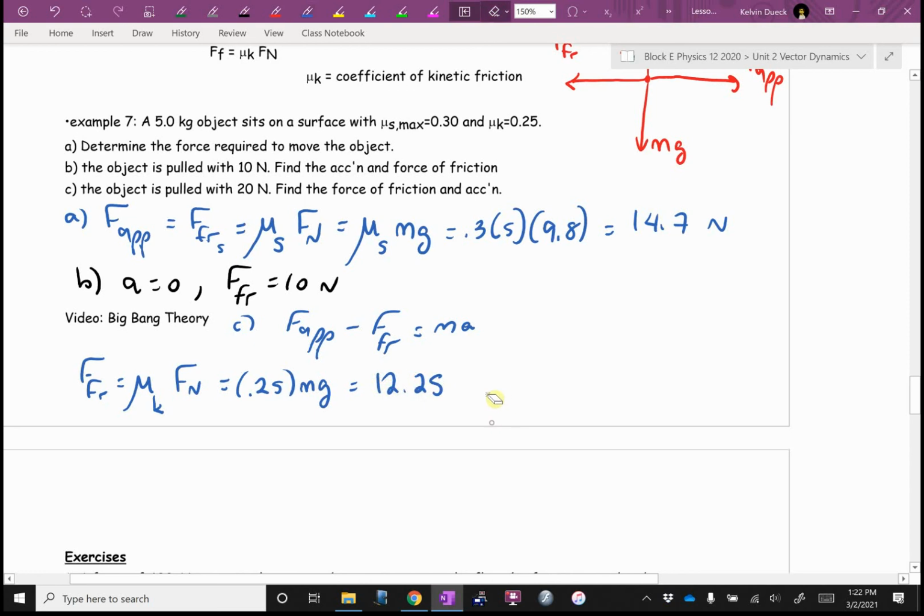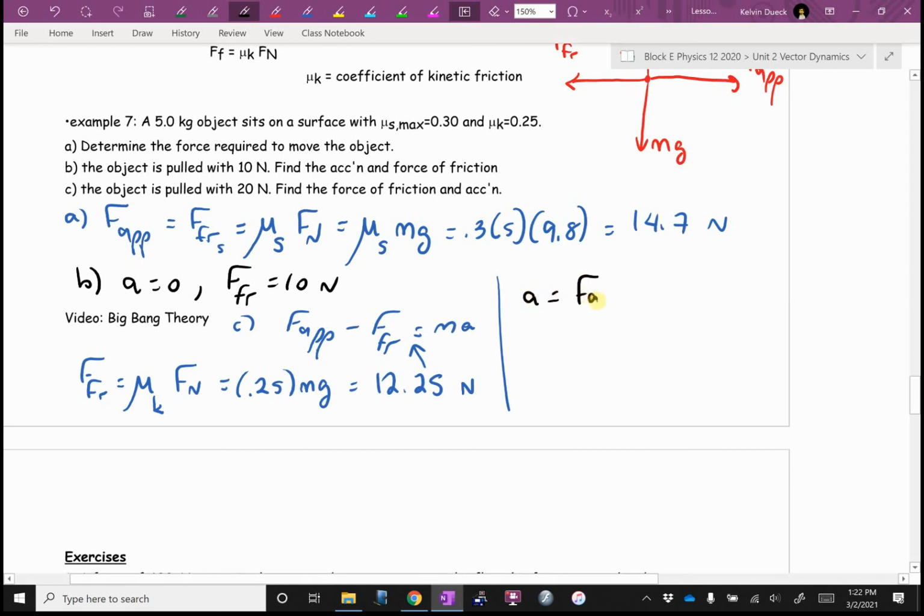Oh, not meters per second squared, Mr. Dewick. This is a force. Newtons. And now I can plug this in here and get the A by itself. So it wants the acceleration. And that's why, by the way, I gave it in this order. Find the force of friction and then the acceleration, where in part B I said find the acceleration and the force of friction, because in part B we knew the acceleration. 0. So the force of friction was just going to match whatever we were pulling with. Here, no, I have to calculate the force of friction because now we're sliding.